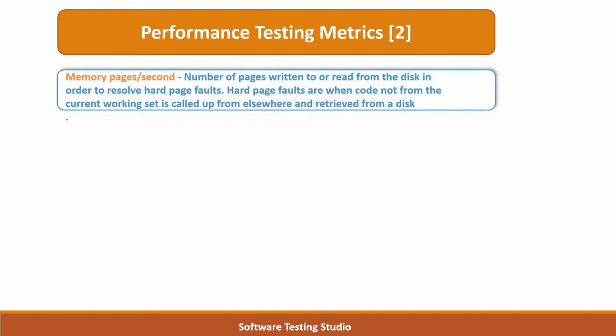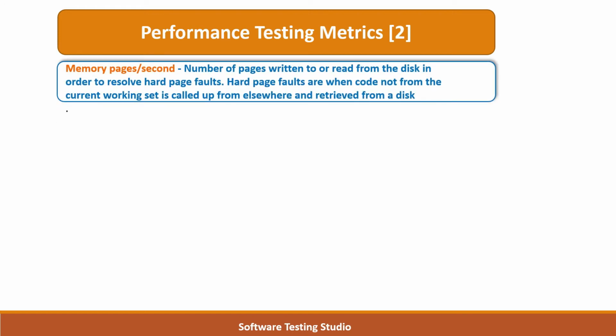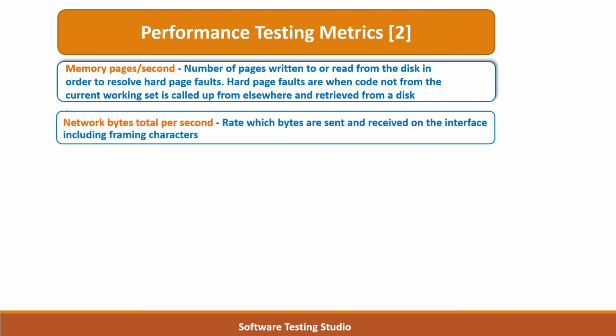Memory pages per second, the number of pages written to or read from the disk in order to resolve hard page faults. Hard page faults are when code not from the current working set is called upon from elsewhere and retrieved from a disk. Network bytes total per second. This is the rate at which bytes are sent and received on the interface, including framing characters.